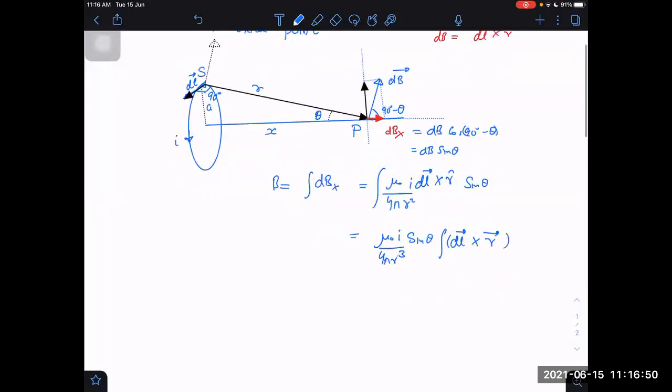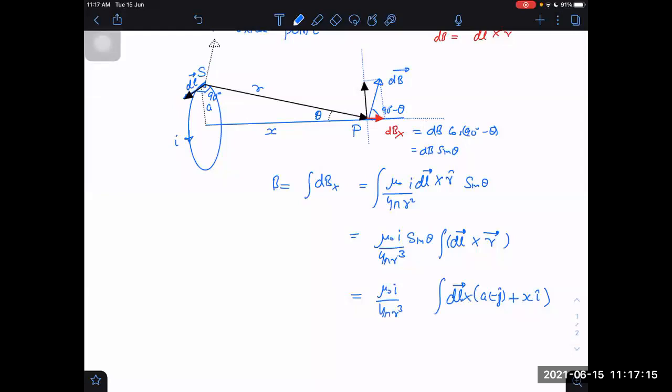Now, normally this could be tough integration, but we can do it in multiple ways. One way is the usual way, the way it is done in the books. I don't like to follow the usual ways, you know that, so I will do it another way. A into minus j cap plus x into i cap, and dl cross this will be mu naught into I upon 4 pi r cube into sin theta.